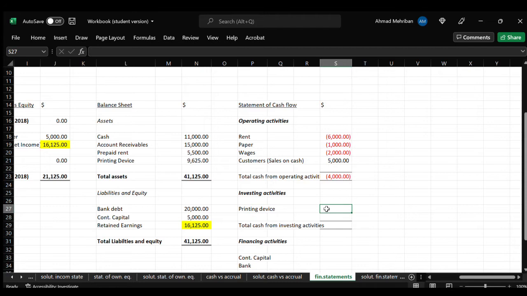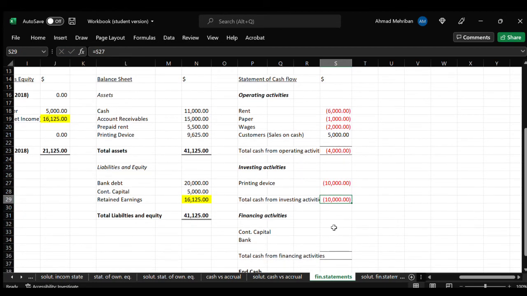Now for investing activities, we invested and we bought a printing device. This can be included in the investing activities. I have invested in my business by purchasing a device that will help me to run my business for another 2 years, as we have calculated, right? So the printing device was an outflow of cash, 10,000. And that's a negative, and again we can just equal to it because it's only one entry, so minus 10,000 is our investing activities.